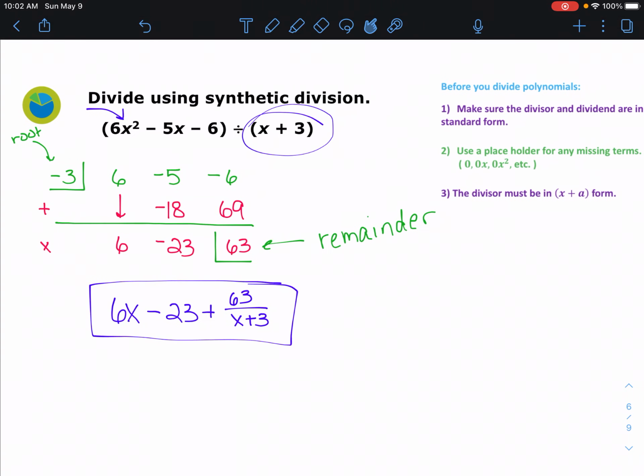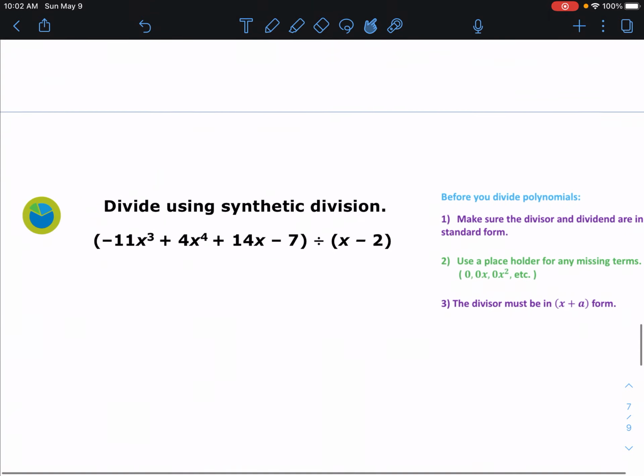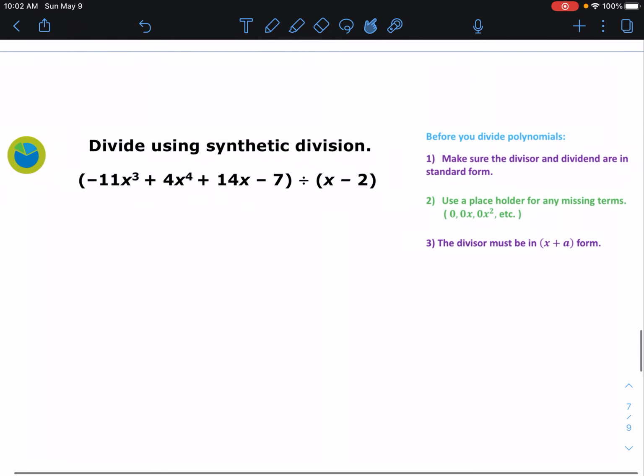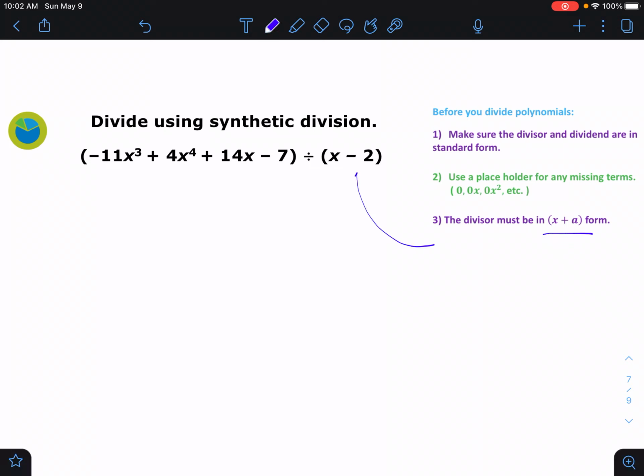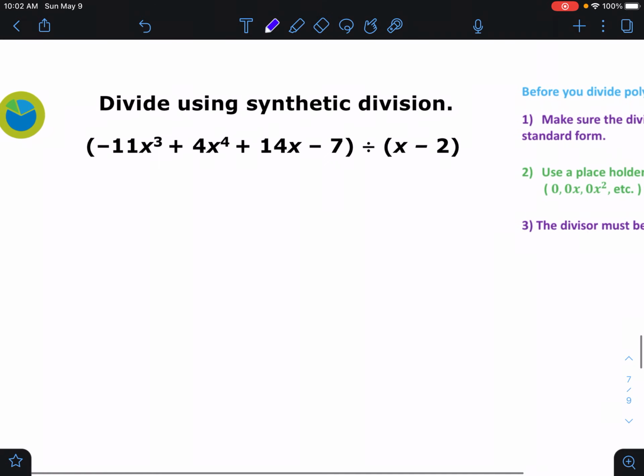We're going to go ahead and try this another time here. Hopefully this will make some sense once you see it a few more times. Okay, so again, always make sure your divisor and dividend are in standard form. We want to make sure that this is an x plus a form. It is. It's just a negative 2 there. That's okay. And we also need any placeholders. This one is not in standard form and also is missing some terms.